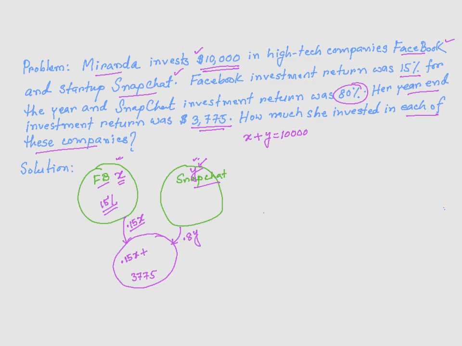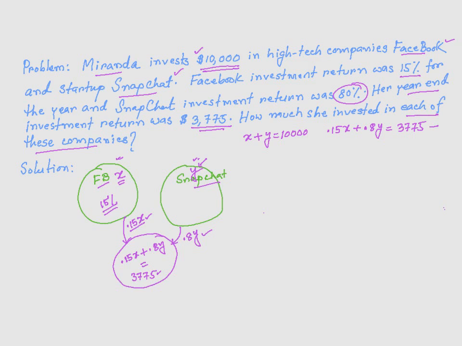So 0.15X plus 0.8Y. That's what she gets from Snapchat and Facebook. From Facebook, 0.15X, from Snapchat, 0.8Y. Together, they must be equal to her investment return, which is this. So we've got the second equation, which is 0.15X plus 0.8Y is equal to 3775. Now we have two equations with two unknowns, so it's pretty easy to solve for X and Y.